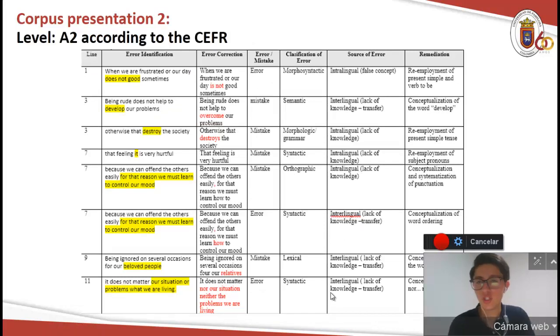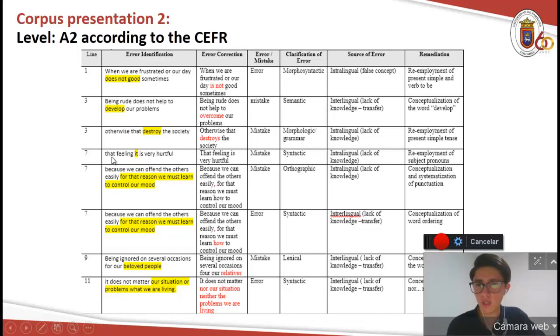We have corpus presentation number 2. That's another text, about complaining, right? As you can see, there are fewer errors than in the other one, and we can analyze some of them. "Being rude does not help develop our problems." Maybe a problem can be developed, but I think he wanted to say overcome. That's why I say it is semantic, right? He changed the meaning of what he wanted to say. That's why we have an interlingual error, maybe a lack of knowledge or maybe a transfer. Maybe it's a Spanish structure, but in English it would be different.